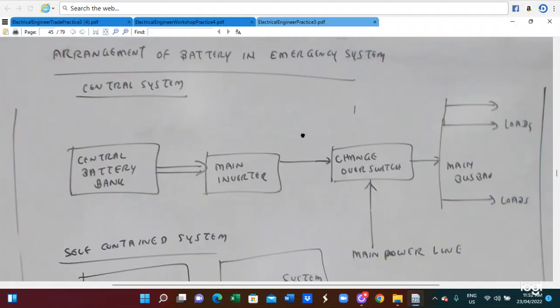So this is the arrangement of the battery in the emergency system. These are the central batteries and the main inverter, and this is a changeover switch connected to the power line and connected to the load like this. When the main power line is sensed by the changeover switch, the changeover switch switches the power to the main power system.